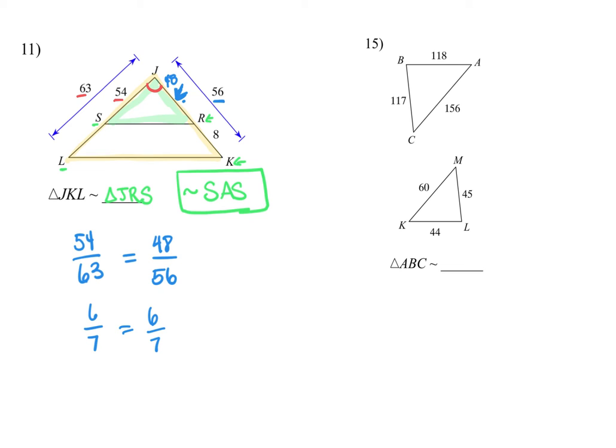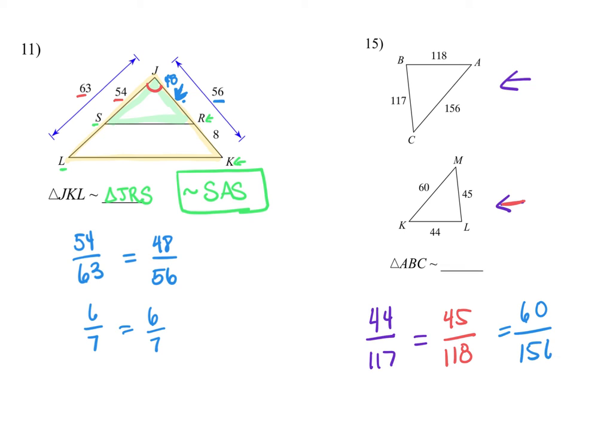So I'm going to go the smallest side. What's the smallest side on this triangle, the smaller triangle? Yeah, so it's 44 actually, right? So what's the smallest side up here? Which is 117, right? The CB. That should equal the next smallest side. Next smallest side on this one is what? 45 compared to 118. And that should be equal to my largest side, 60, compared to 156.